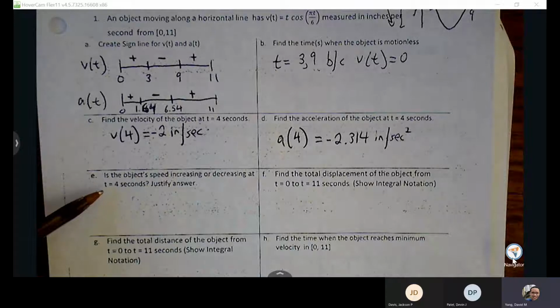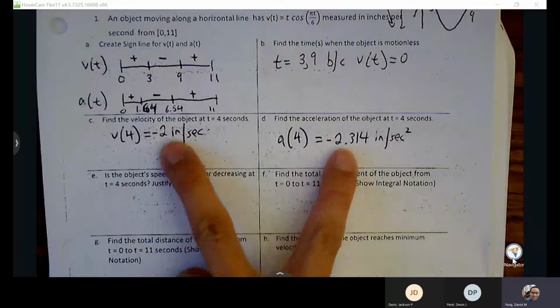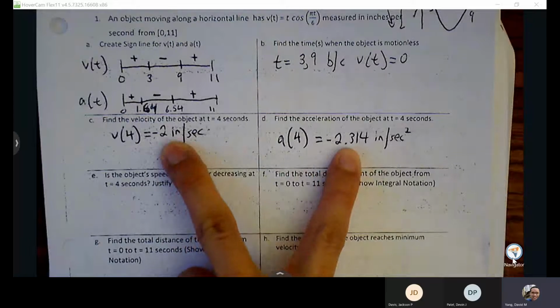Part E: is the object's speed increasing or decreasing at t equals 4? So increasing, decreasing speed. We compare signs between velocity and acceleration. And we see that they both have the same sign, so therefore speed is increasing.